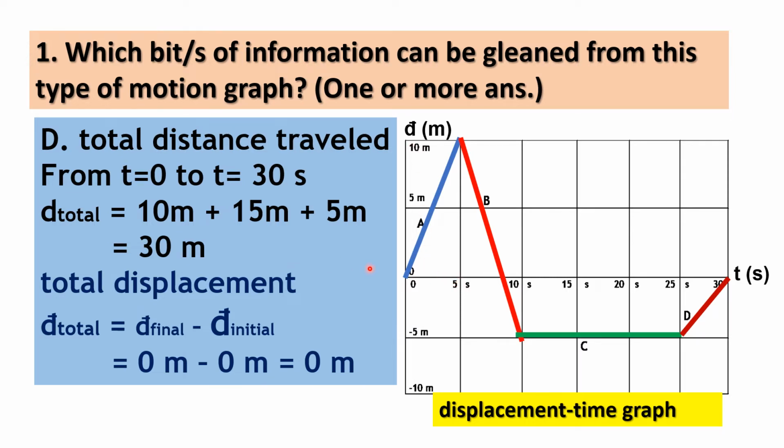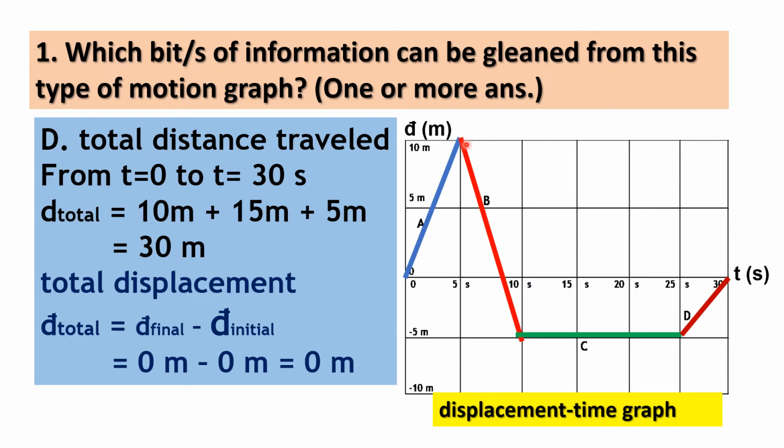Then, what happens from 5 seconds up to 10 seconds? That is represented again by graph line or segment B. Since we ignore the direction of travel, whether it is positive or negative, it doesn't matter.